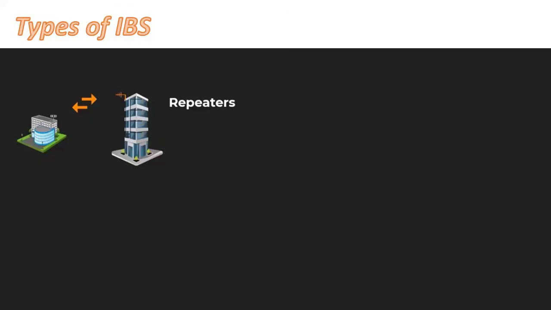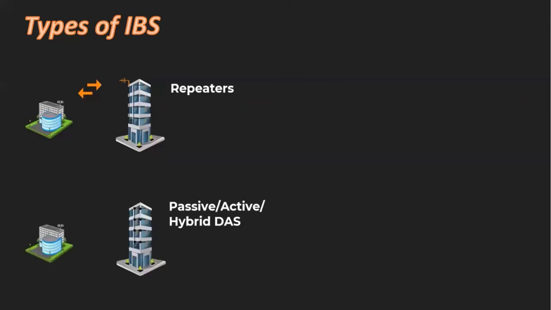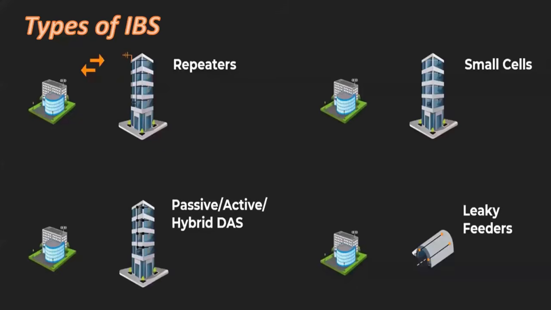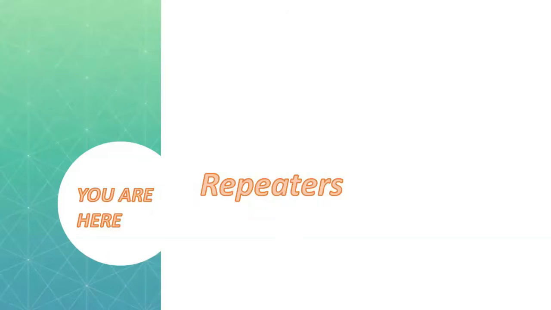As I said, there are various types of DAS. We'll talk in detail about all these types of IBS. But in this slide, let's talk about the names of the different types of IBS. It can be repeaters, it can be passive, active or hybrid DAS, it can be small cells, it can be leaky feeders, right? So let's talk about our first solution, which is repeaters.